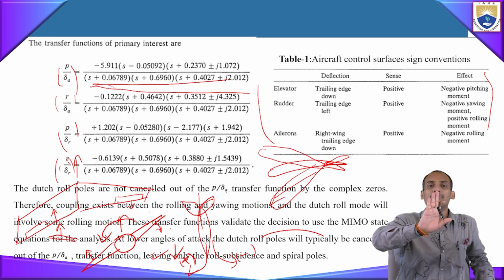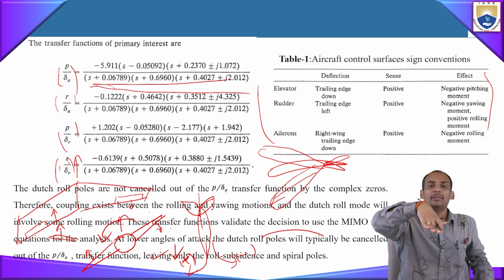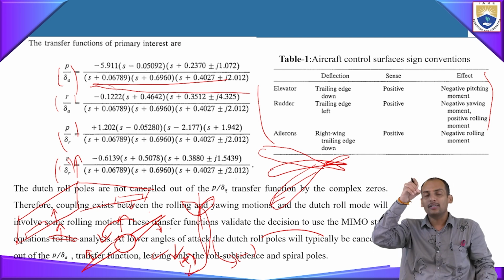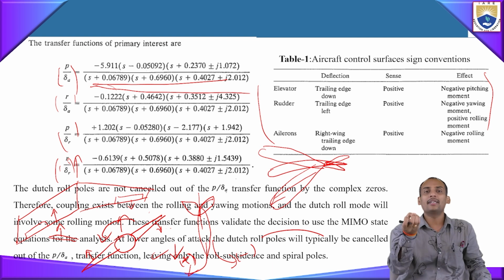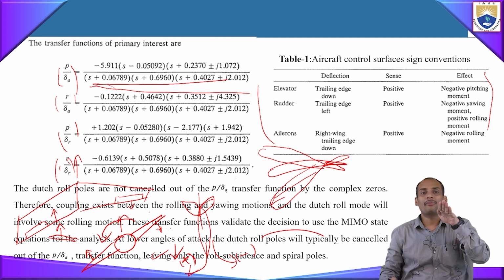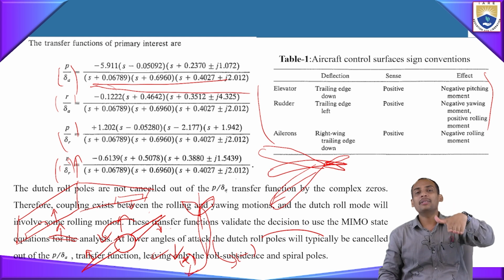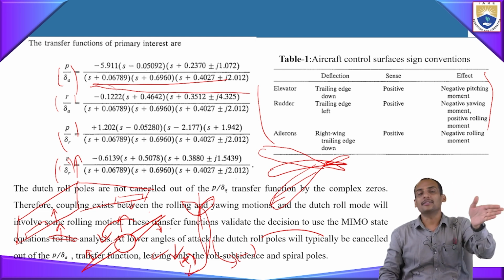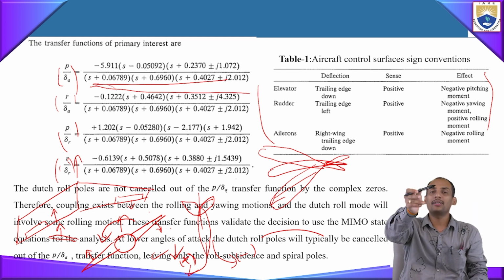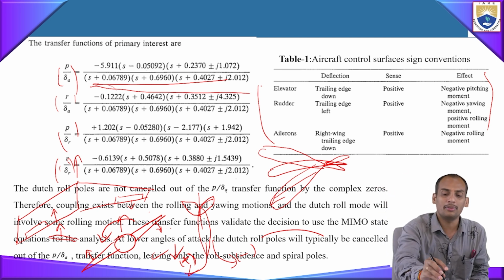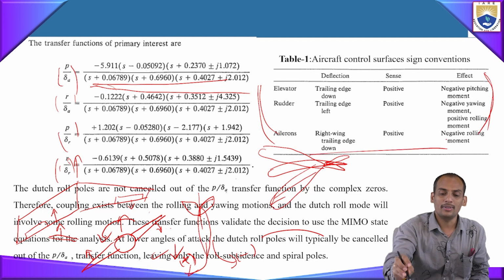And pitching up will be positive and pitching down will be negative. If you make it a constant notation like that, then only you can know how the aircraft is moving forward, how it is getting the angle, and how it is getting the direction. So for that case only, whatever general notations we follow for the control surface, we have given here.